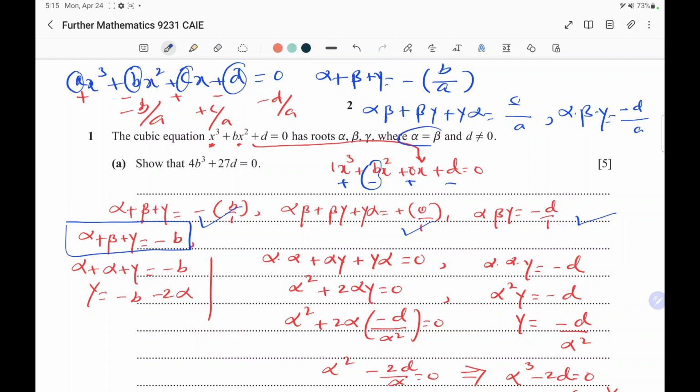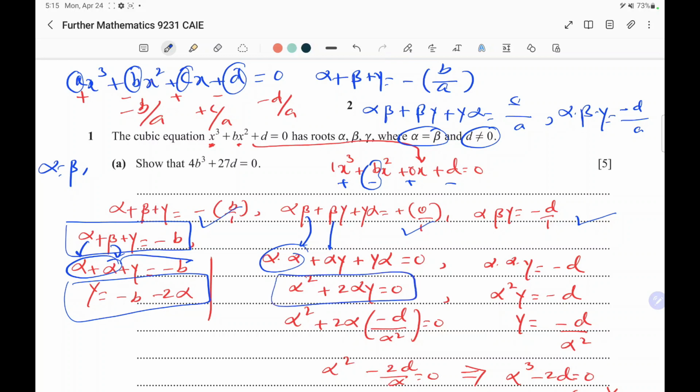And here we have the information alpha equals beta, and d should not be 0, which we will use later. So here alpha is alpha, beta is alpha, and plus gamma equals minus b. So alpha plus alpha is 2 alpha, which I took to the right side. So gamma equals minus b minus 2 alpha. Now here beta is alpha, so alpha times alpha, then alpha times gamma, then gamma alpha equals 0. So alpha squared plus 2 gamma alpha equals 0, which I got here.